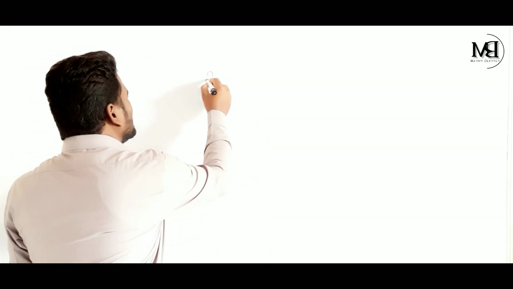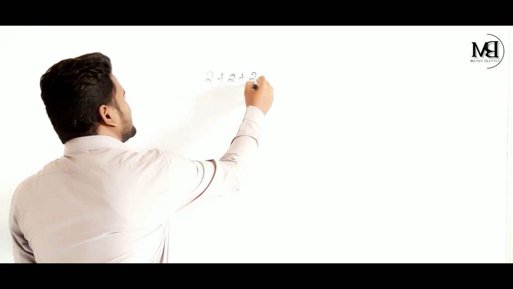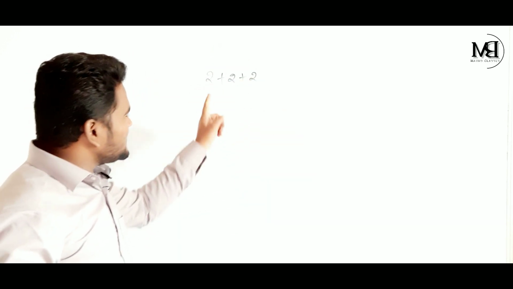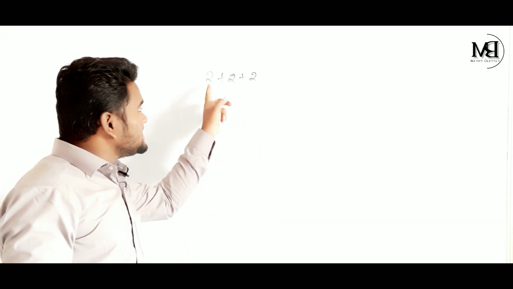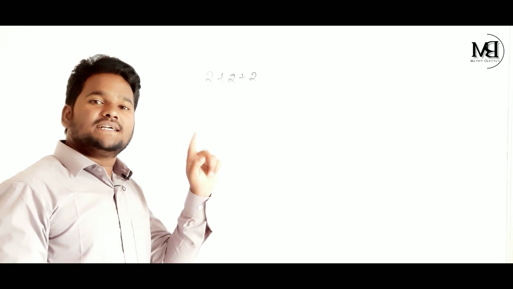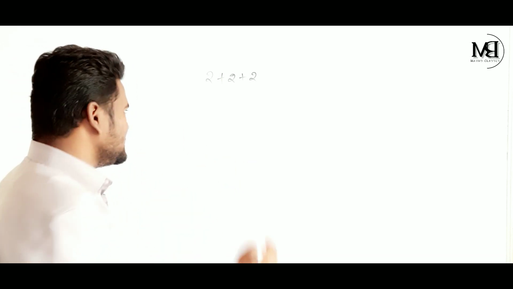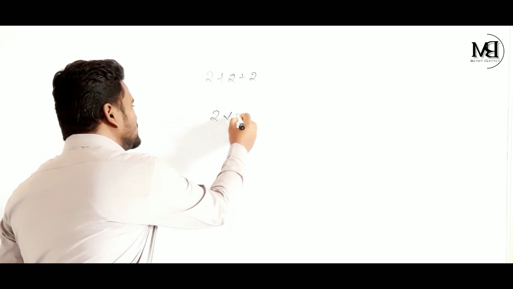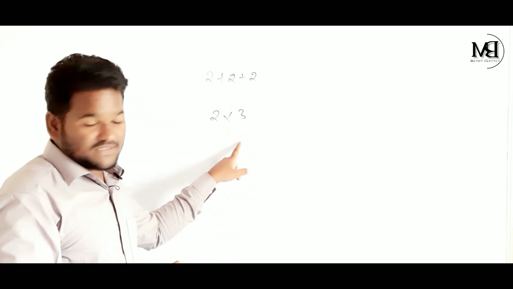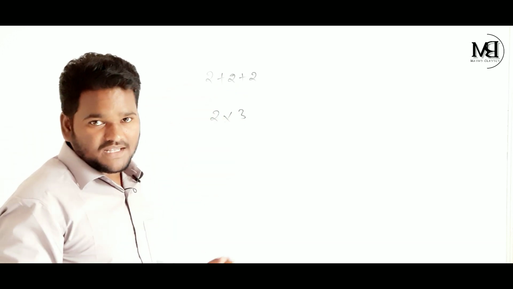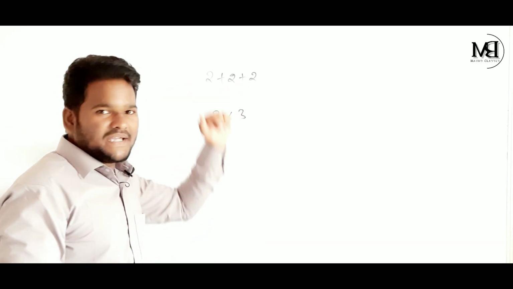See my dear children, if we take 2 plus 2 plus 2, actually what is happening here? Here 2 is added to itself 3 times. So what is the representation? The representation is 2 into 3, as multiplication is repeated addition.